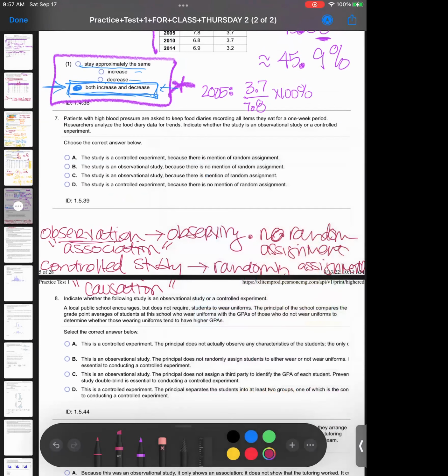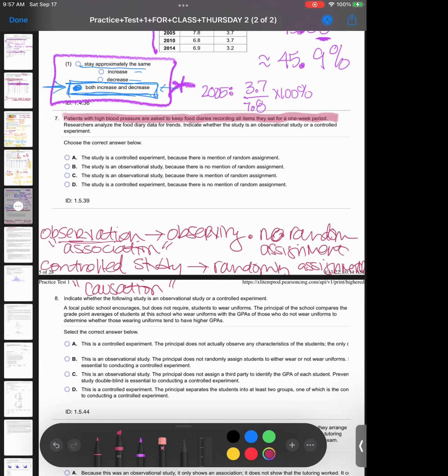So patients with high blood pressure asked to keep food diaries for a 1-week period. Right away, your group is a certain group of people and they already know they have high blood pressure, right? You're not assigning people randomly, and maybe you are looking at patients with high blood pressure, but you're asking people to just do something they already do, right?